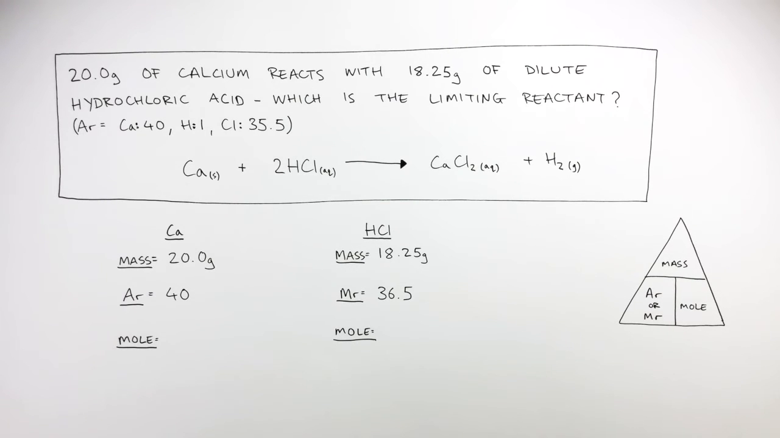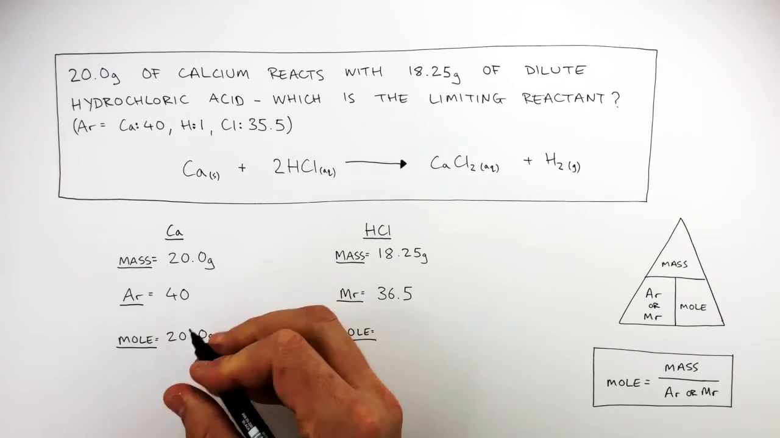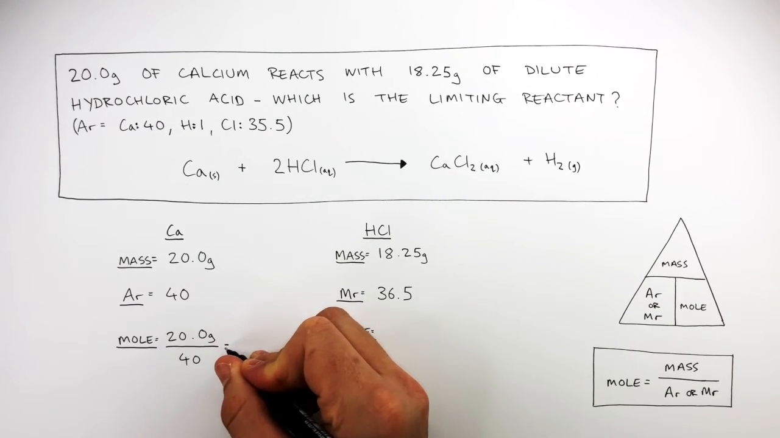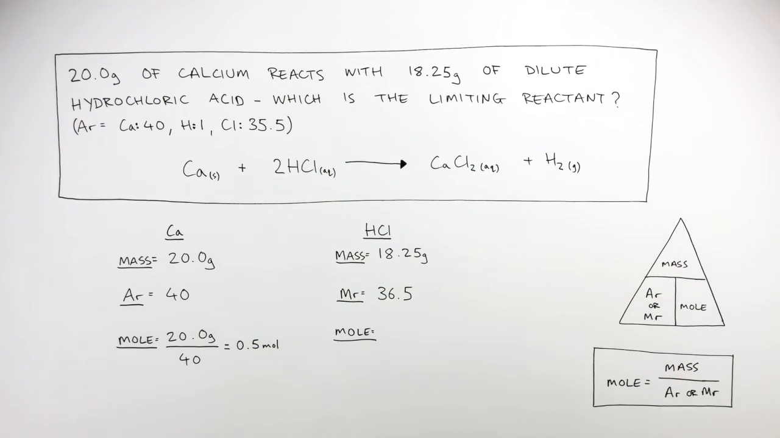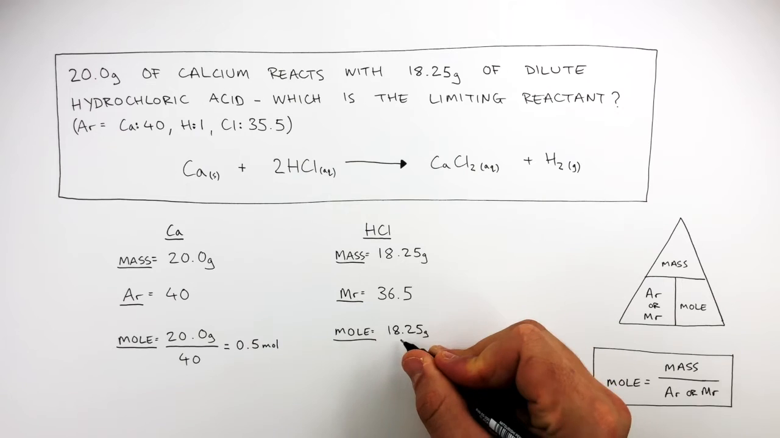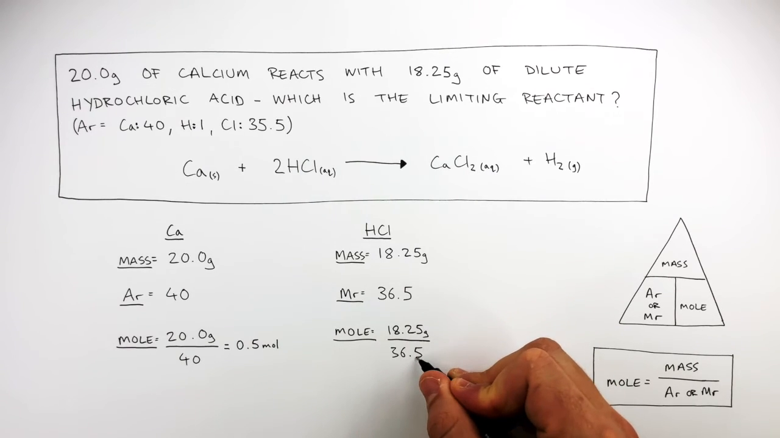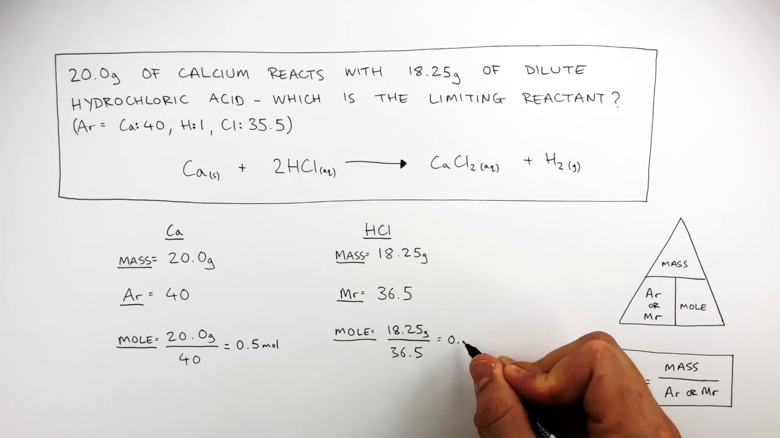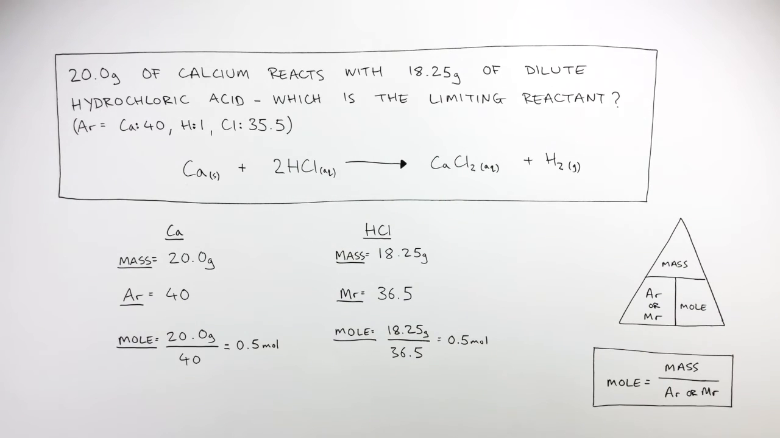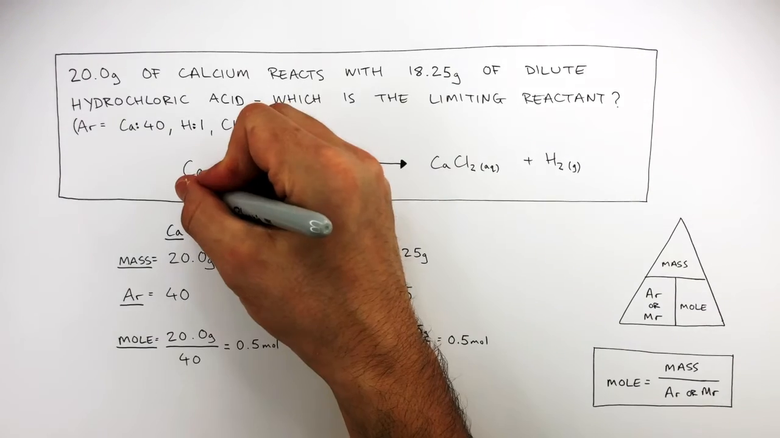We now need to calculate the moles, and from the formula triangle we know that mole equals mass divided by AR or MR. So for calcium, we do 20 grams divided by 40. This equals 0.5 mole. And for hydrochloric acid, we do 18.25 grams divided by 36.5. This equals 0.5 mole.